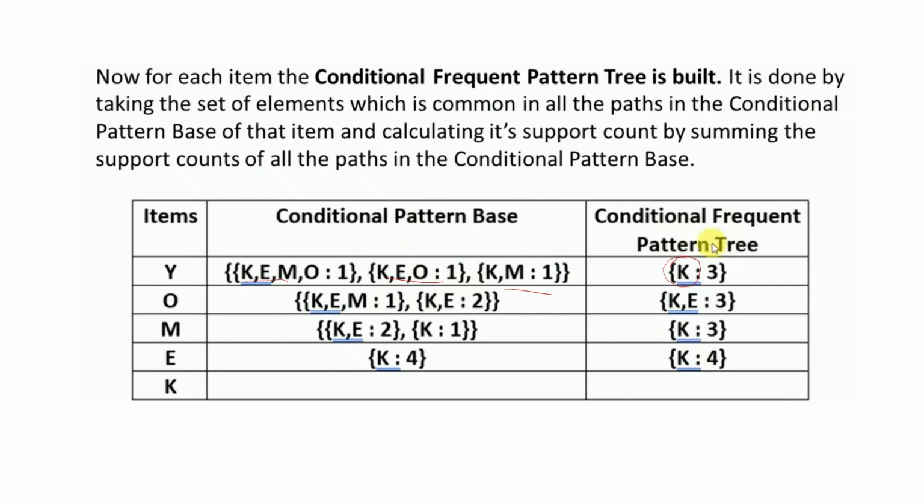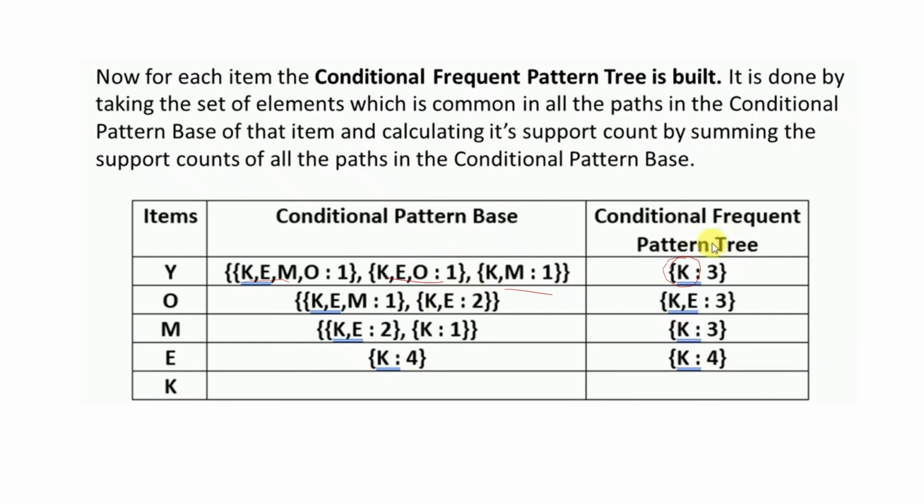So what is the output of this? 1 plus 1 plus 1 equals 3. This 3 is the value, summing all the outputs of Y. Now, if we consider the second O item and its conditional patterns KEM and KE, out of this, the common items are KE and KE. So its value is 1 plus 2 is 3. So KE and the value is 3.